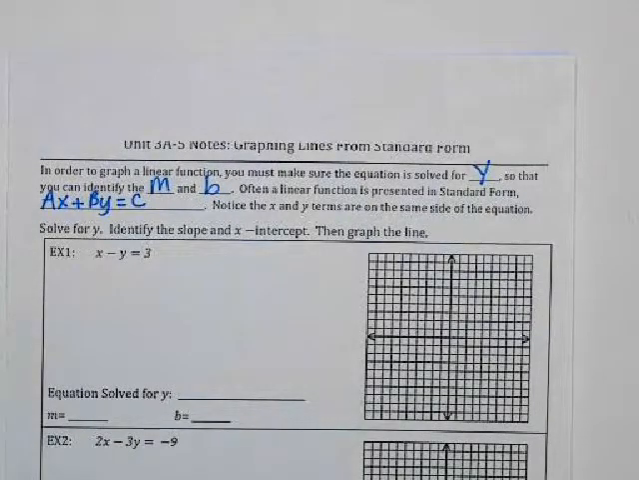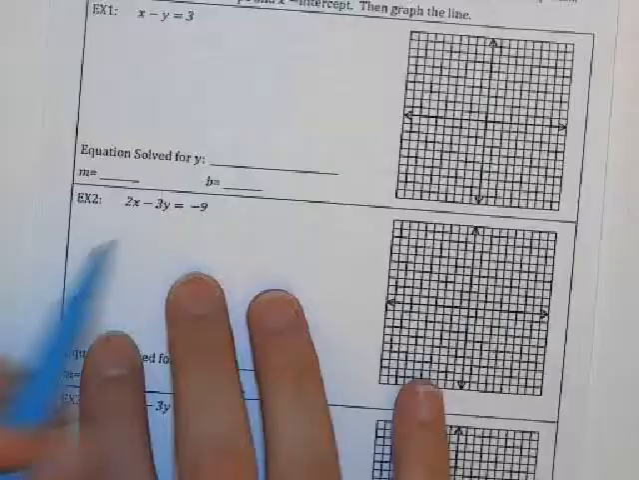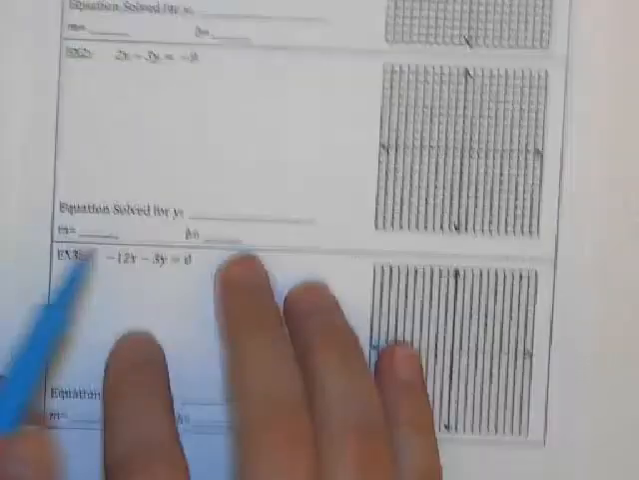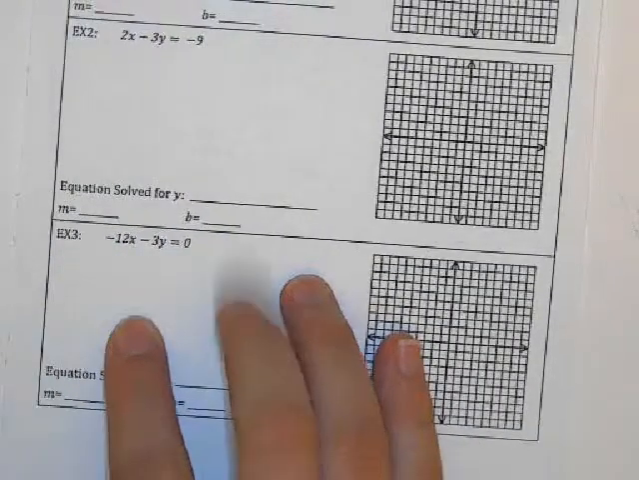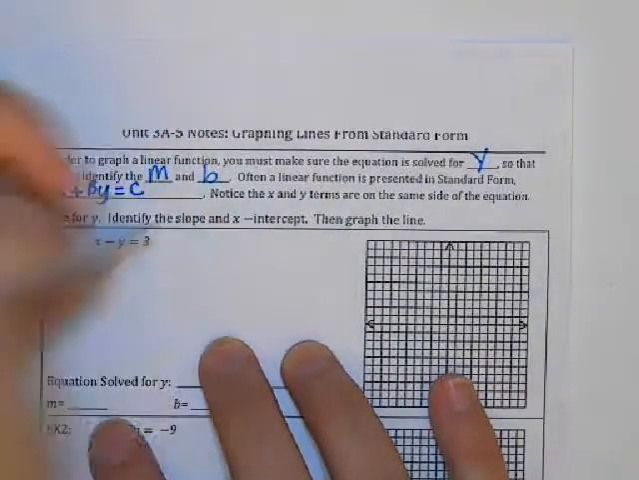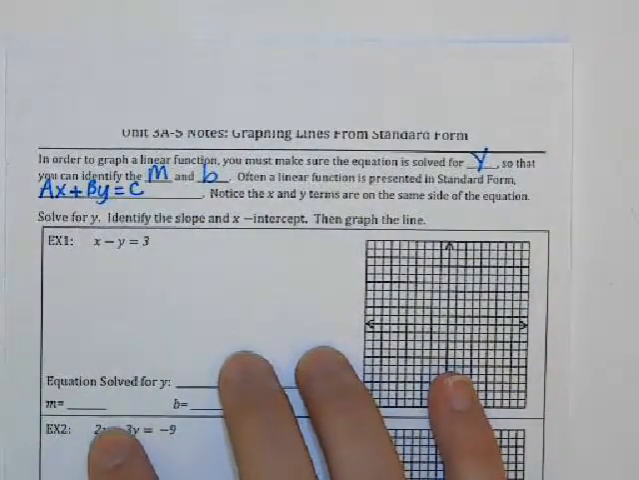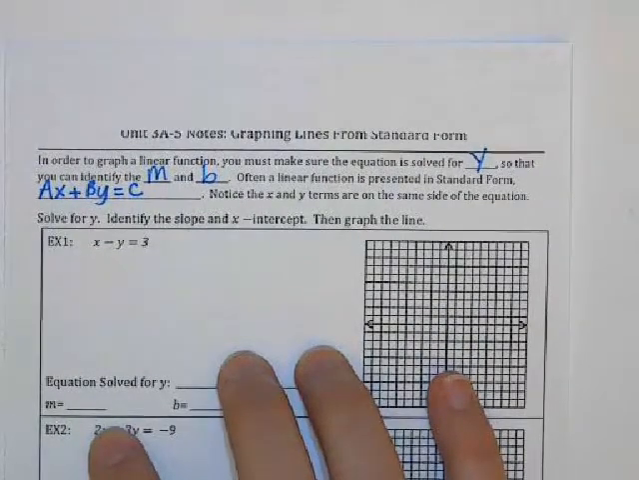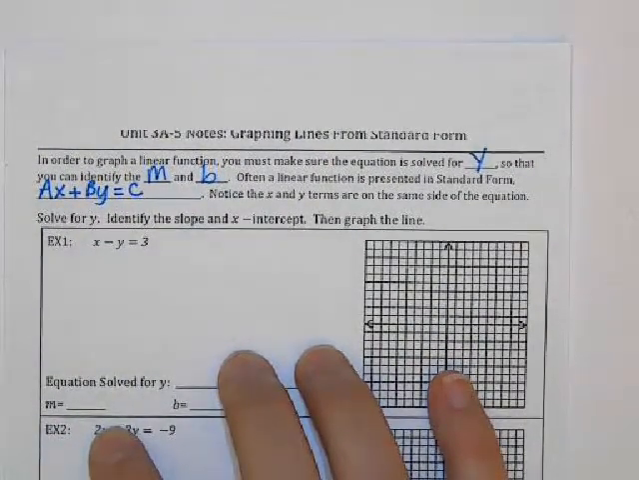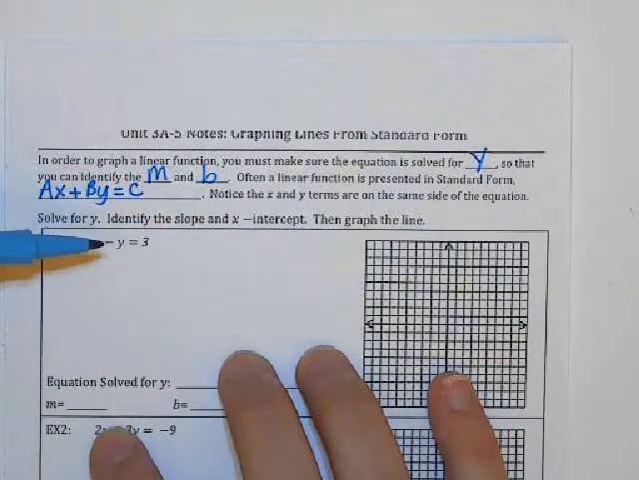It says, notice the x and y terms are on the same side of the equation. So if you look at all of your examples, x and y, same side. I want to be able to graph. In order to graph something, I have to have two pieces of information. What do I have to graph? Your m and your b. So yes, like a dot, but I want more specific: your m, your slope, and your b.